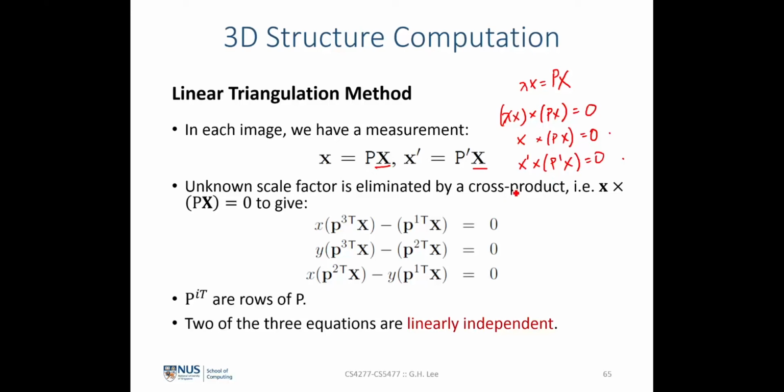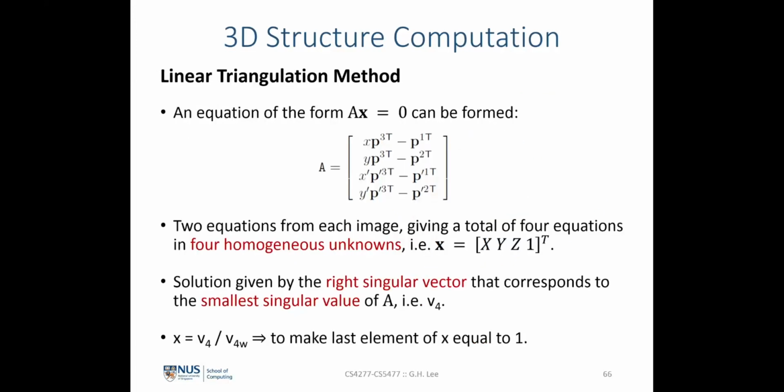What we can see here is that each one of these equations in the respective view gives rise to 3 equations. That means there are altogether 3 constraints, but only 2 of them are linearly independent. So we only have a remaining 2 constraints per view for each point correspondence. And we can stack these equations from each view together. The first 2 equations are from x and P, and the next 2 are from x prime and P prime.